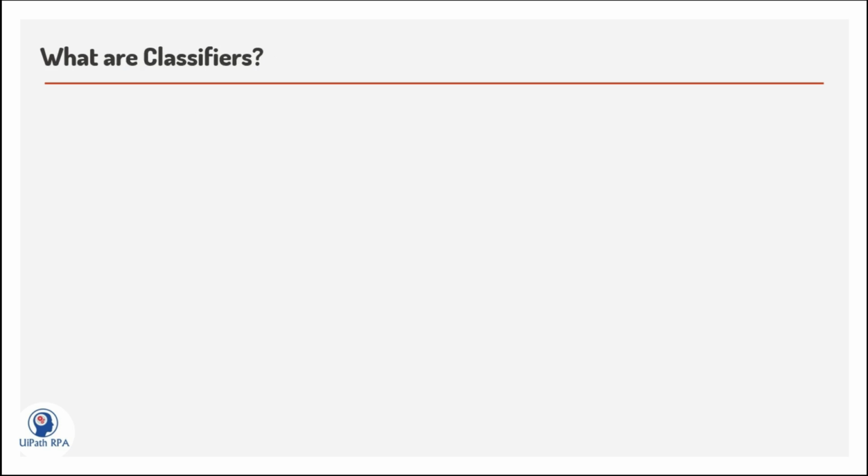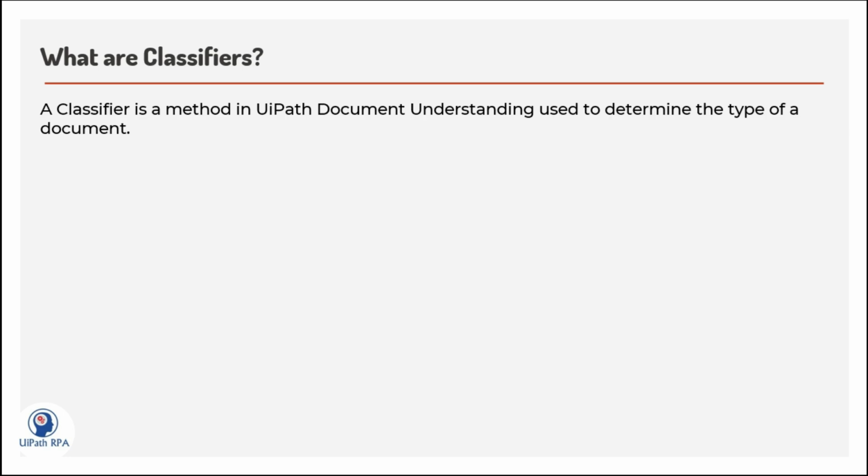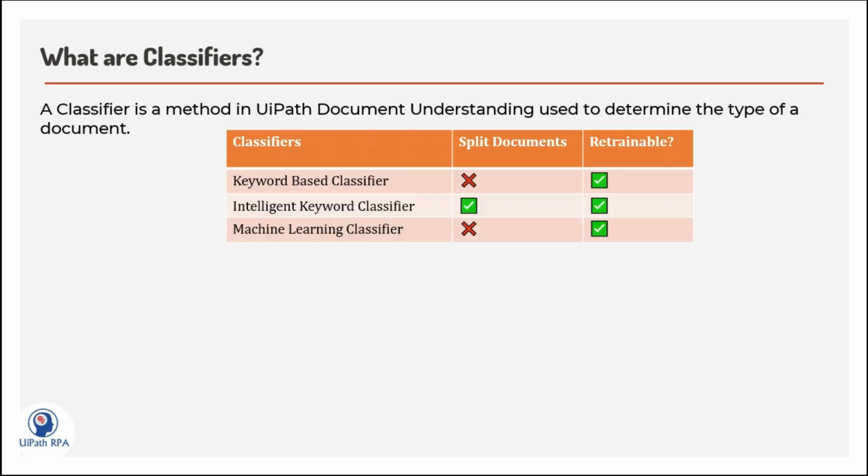Now we'll talk about what are classifiers. As we discussed, both use classifiers to classify the documents, to identify the documents. So same here, a classifier is a method in UiPath Document Understanding which is used to identify or to determine the type of a document.